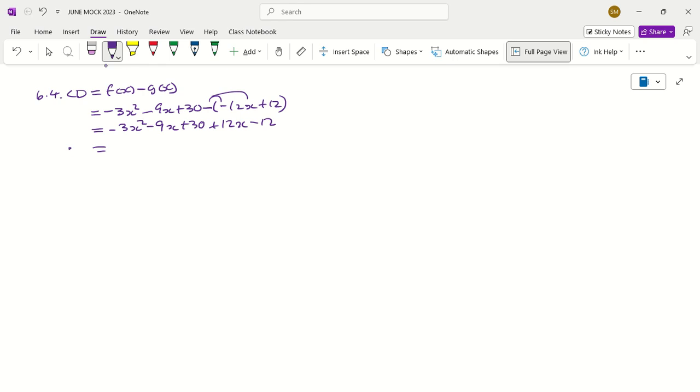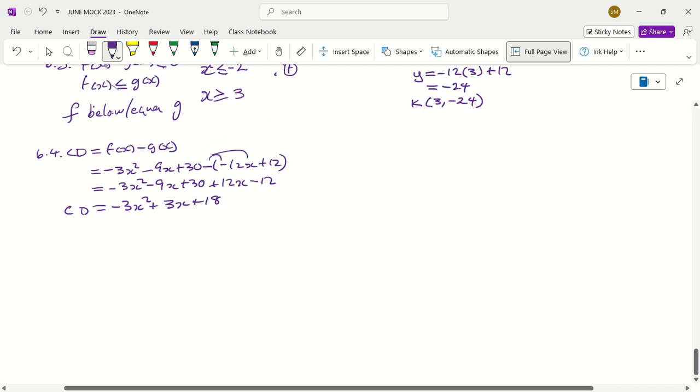Then now the equation of CD, we are going to collect the like terms. So when we are collecting the like terms, we have negative 3x squared, and then we have negative 9x plus 12x, which is going to give us a positive 3x, and then we have 30 minus 12, which gives us a positive 18. This is the equation of the distance.